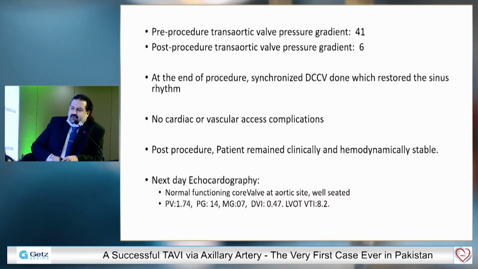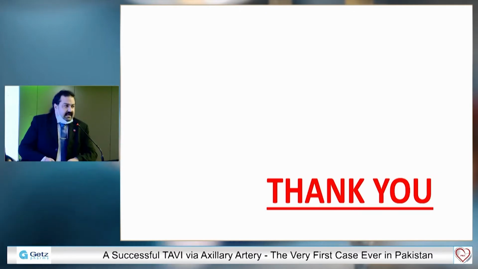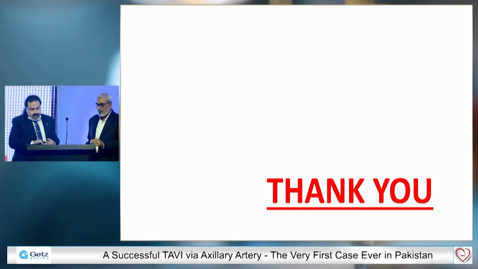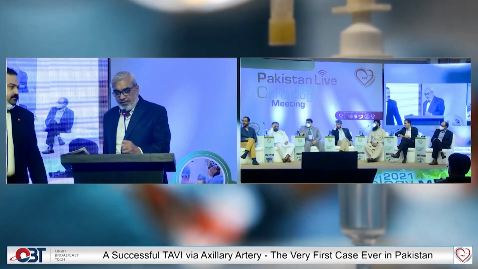The next day, we did an echocardiography, which showed that the CoreValve is in the right place, well-seated, no issues. The velocities and the gradients were quite normal. And thank you very much for your attention. It was a nice case.